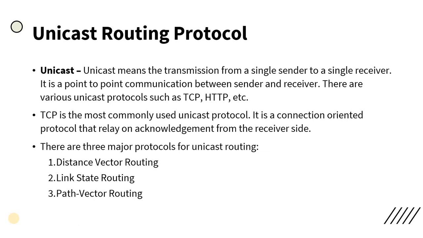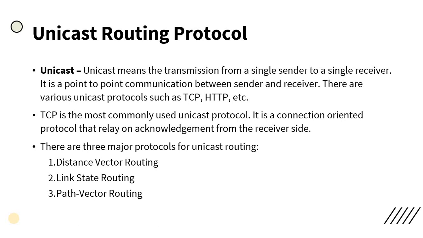We already learned what a point-to-point communication is. In point-to-point communication, there is one sender and one receiver, and they only communicate with each other directly. There is no other host available between them. So that is unicast communication.